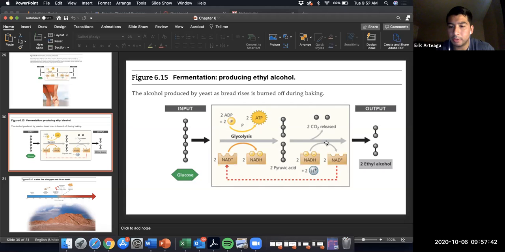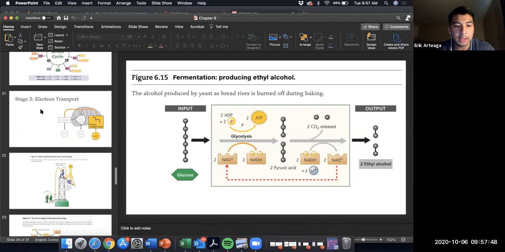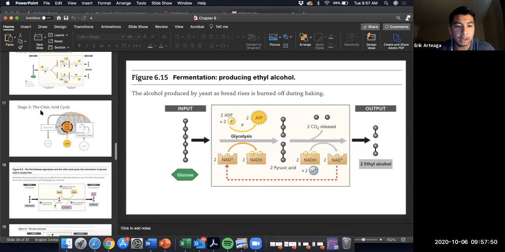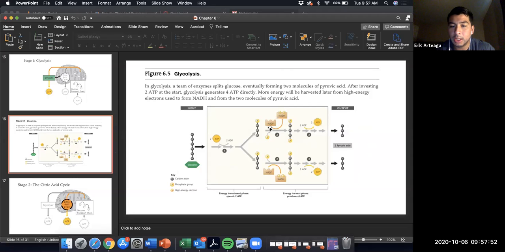The whole point of this is to dump the electrons off for it to go back and be reused in the glycolytic pathway. And again, this is important because in the glycolytic pathway, you need the NADs to come back and remove the electrons in order for the cell to gain the ATPs, right? To perform work.